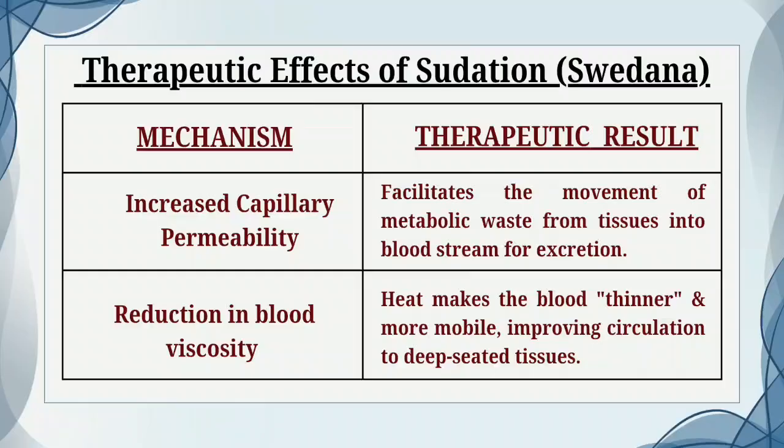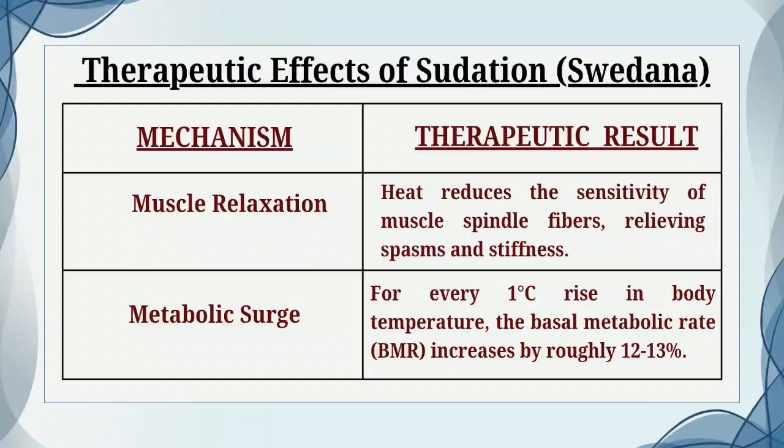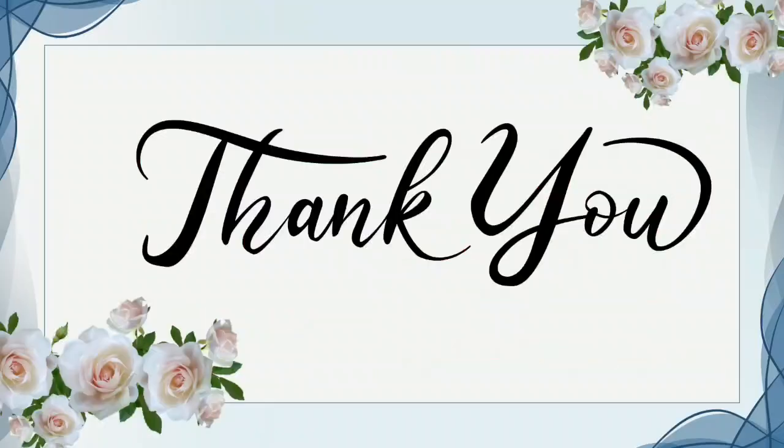Reduction in blood viscosity. Heat makes the blood thinner and more mobile, improving circulation to deep-seated tissues. Muscle relaxation. Heat reduces the sensitivity of muscle spindle fibers, relieving spasms and stiffness. Metabolic surge. For every 1 degree Celsius rise in body temperature, the basal metabolic rate increases by roughly 12 to 13%. Thank you.